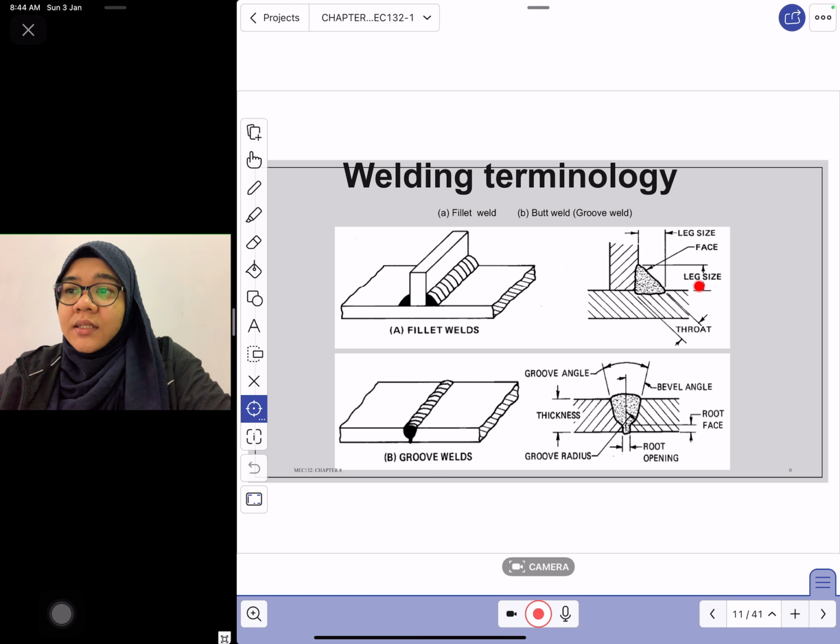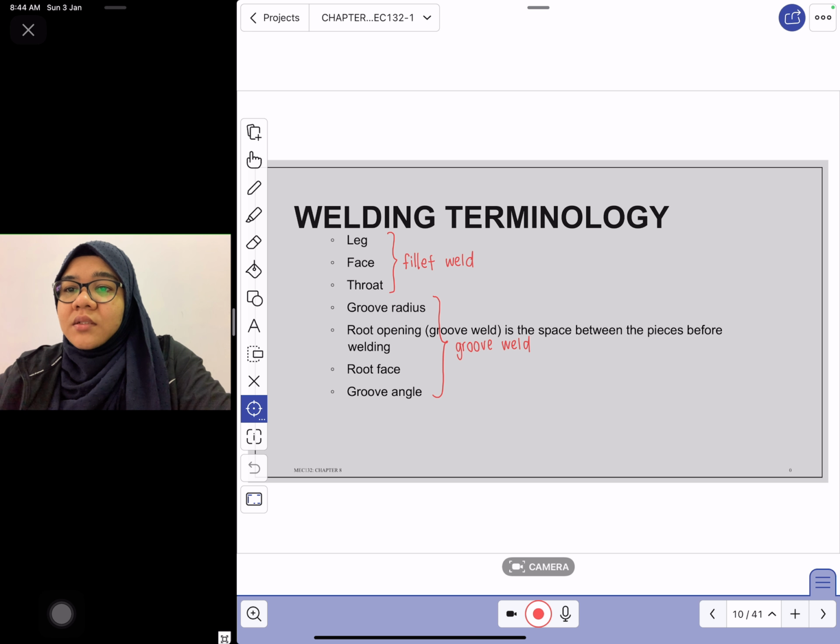Kadang-kadang dia ada bagi size lah dekat sini, dimension dia. So we have to follow the specification. Of course lah, kena follow kan dia punya specification, dia punya dimension dan sebagainya. Okay, and then term untuk groove weld pula, kita ada groove radius, root opening, root face, groove angle.